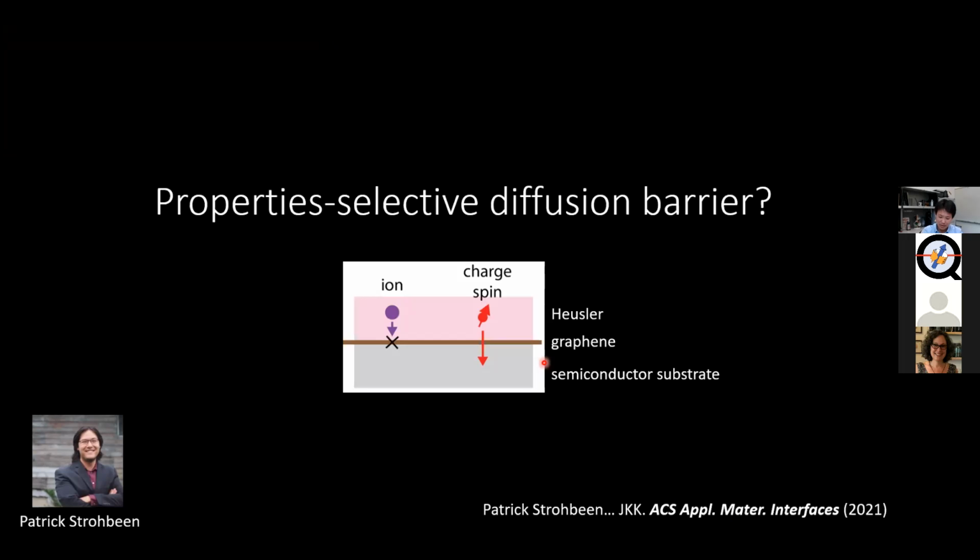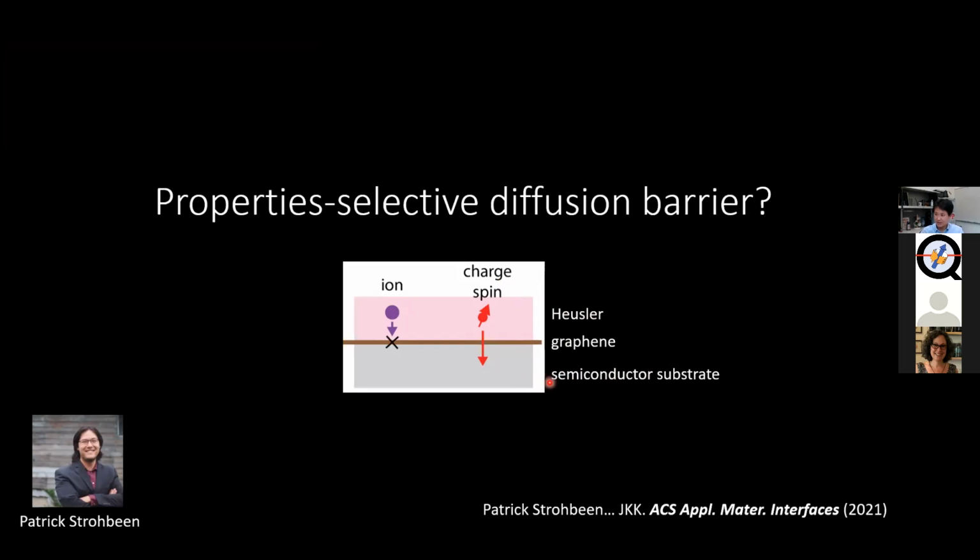Okay, last topic for the last few minutes will be this concept of using graphene as essentially a properties-selective diffusion barrier, where ultimately what we'd like to do is be able to grow a half metallic Heusler film on a semiconductor substrate for spintronics applications.